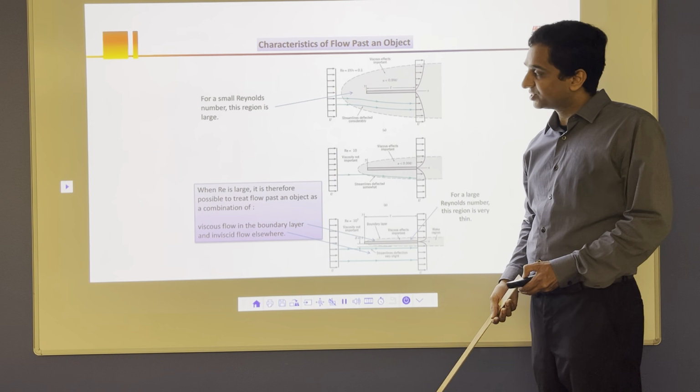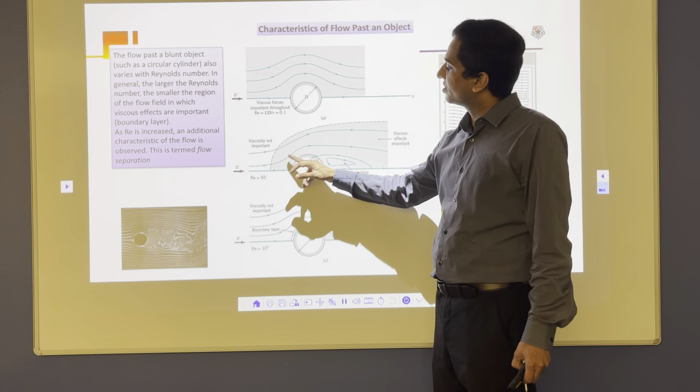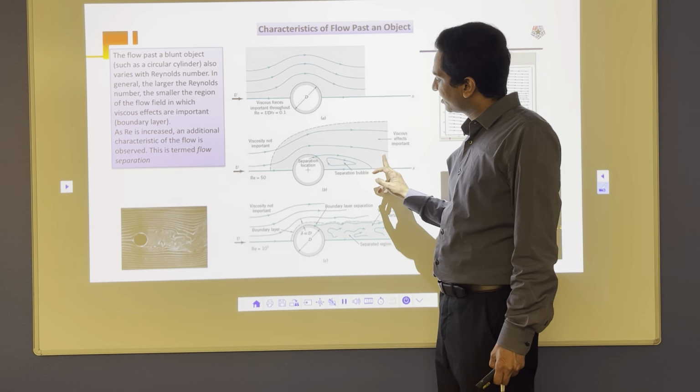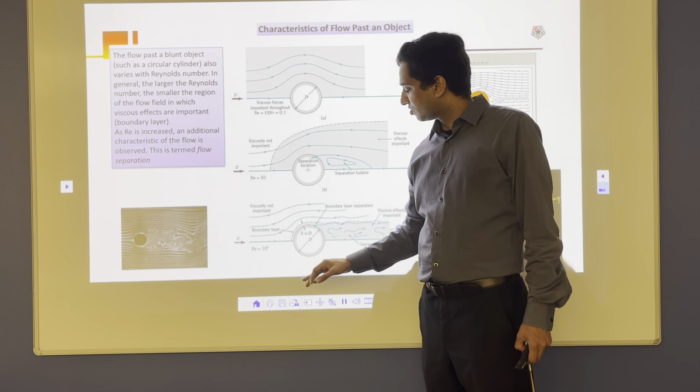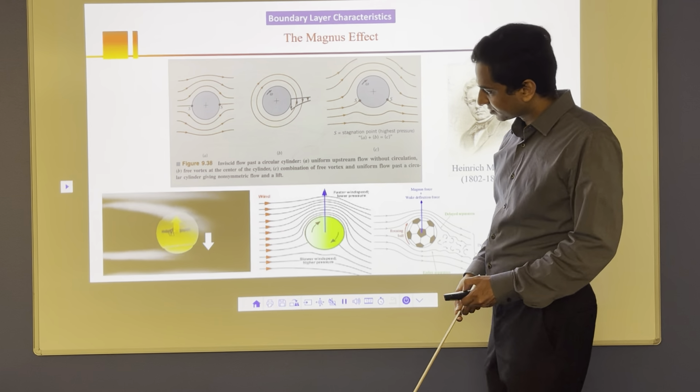If you change the object, it will look something like this. At very low Reynolds number, you get nice and smooth flow. At higher Reynolds number, you get this kind of flow. And then at very high Reynolds number, you are going to get turbulence here.